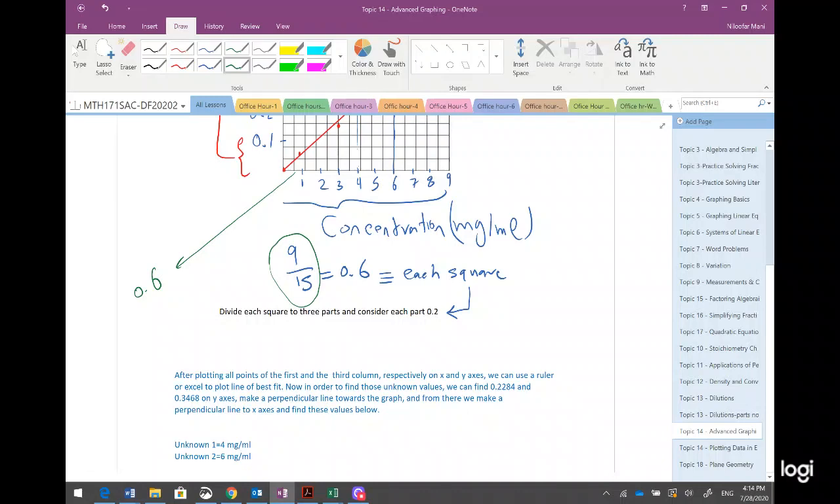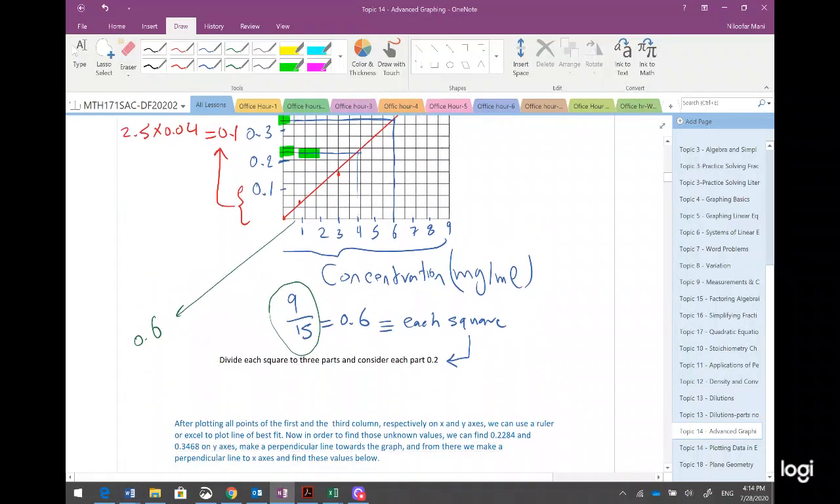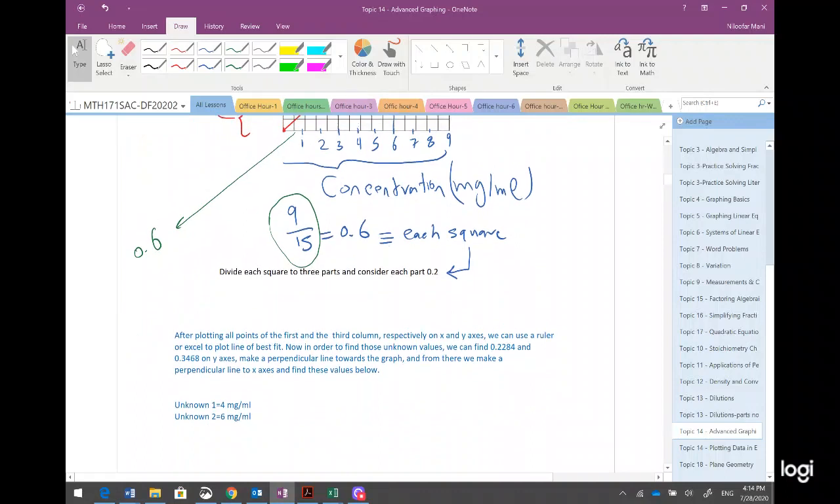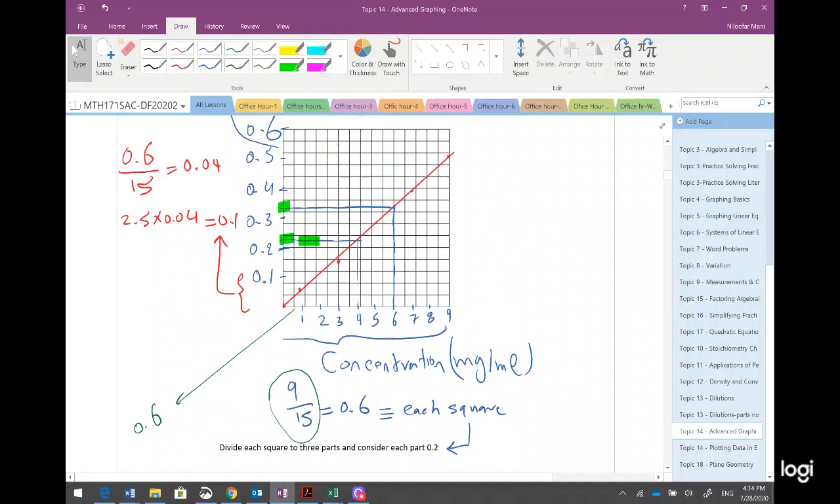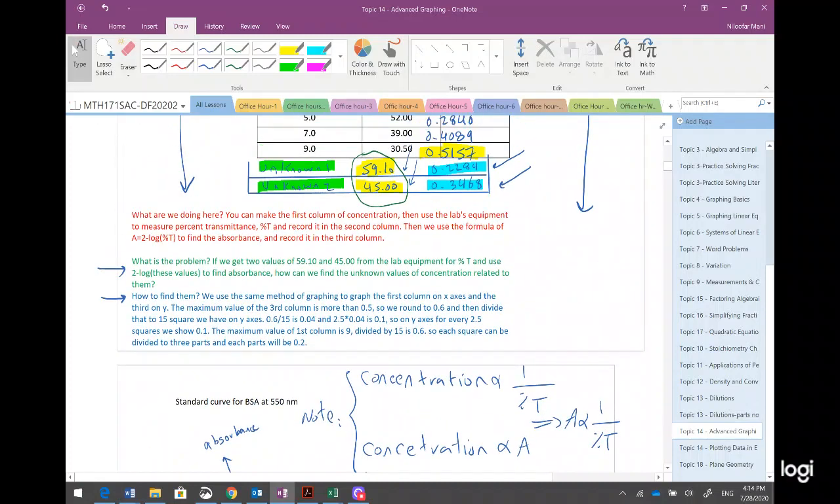Then after I plotted all the points, we can use a ruler to make a line of best fit. Okay, so this is what you learn in the lab. I am going to show you how to do this with Excel, so that's more accurate and much easier. So you make the line of best fit, and then you look at the values you have here. See, these two values are values you have, and then you made these two blue ones.